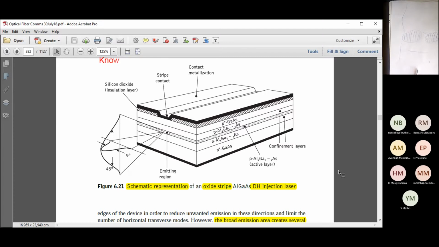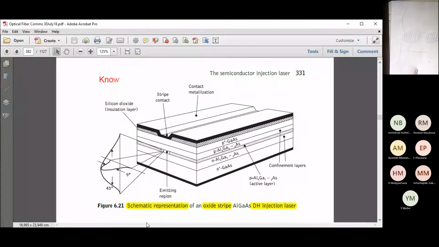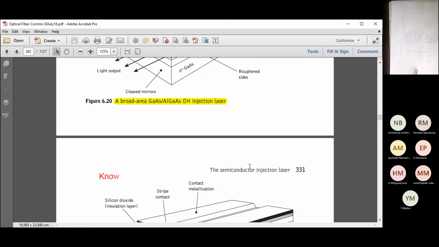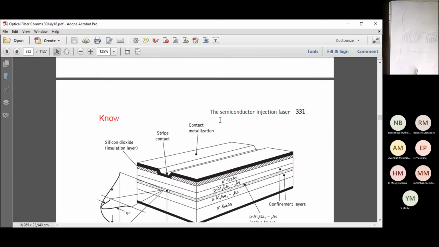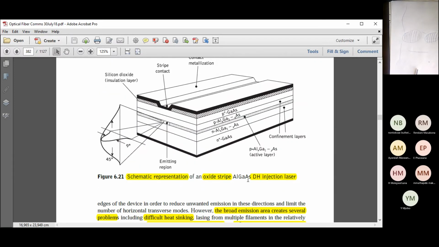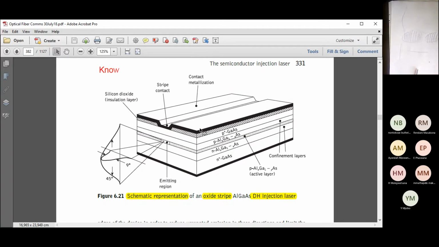This one is another one to know. This is the same one, but in this case, it's an oxide stripe DH injection laser. So if I ask you to draw the normal DH injection laser, a broad area one, you draw that picture. If it's an oxide stripe DH injection laser, you draw this one. The material is the same, except here it's narrower.